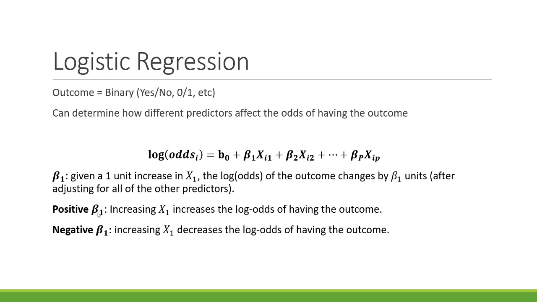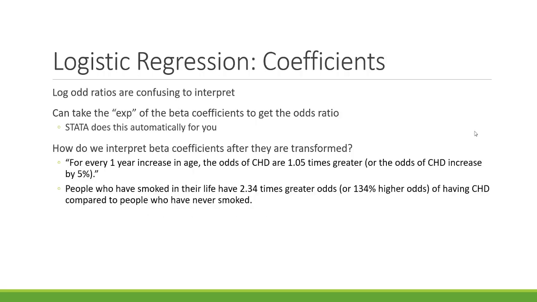If beta 1 or beta 2 or beta p is a positive number, it's increasing the log odds of having the outcome. And if it's a negative number, increasing x decreases the log odds of having the outcome. That's generally it, but as we'll see on the next slide, log odds is not a wildly useful thing to be interpreting. What does that even mean to anyone? It's just not useful to be looking at in that framework.